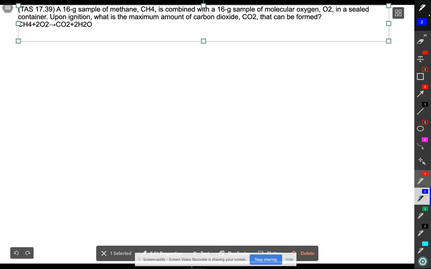So I'm going to rewrite this a little bit. Here's our chemical reaction. Actually, I'm going to change that. I'm going to put numbers in blue so we keep them separate from the components of the molecule.